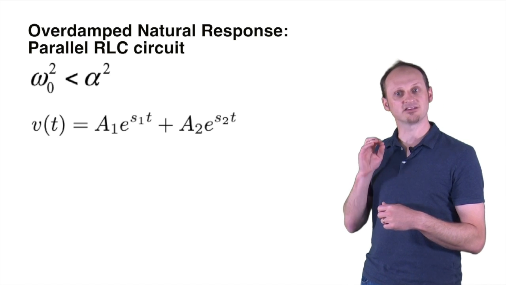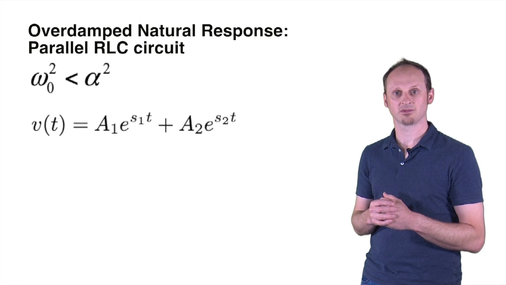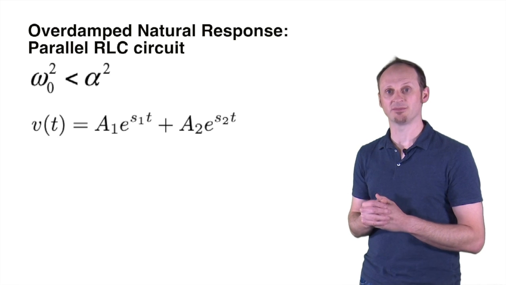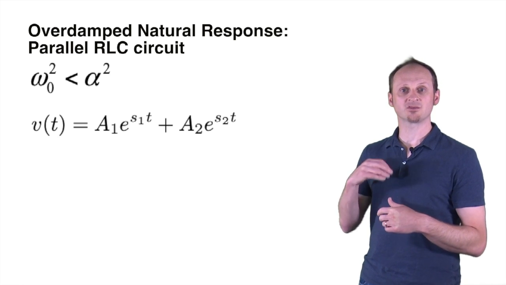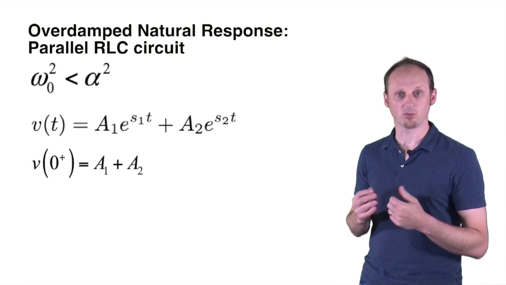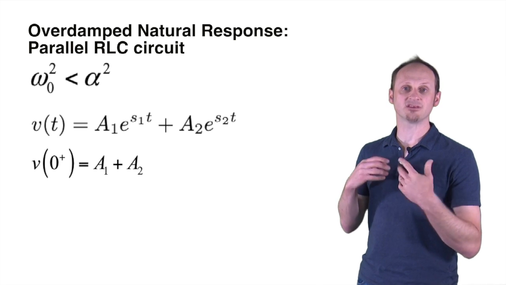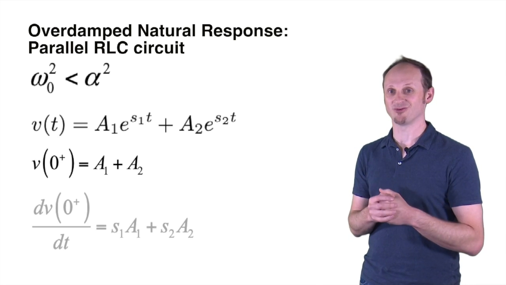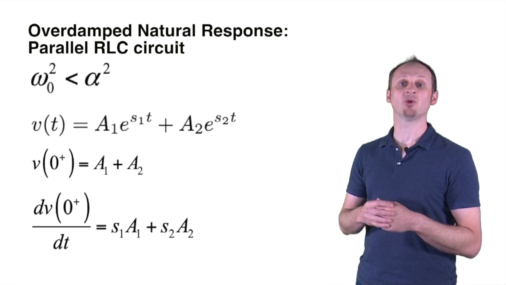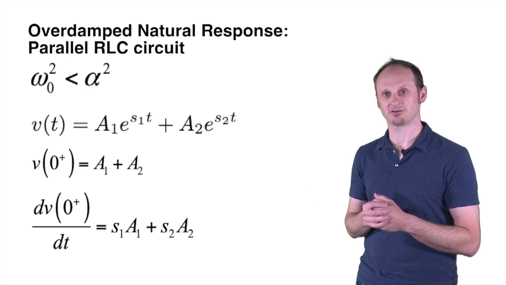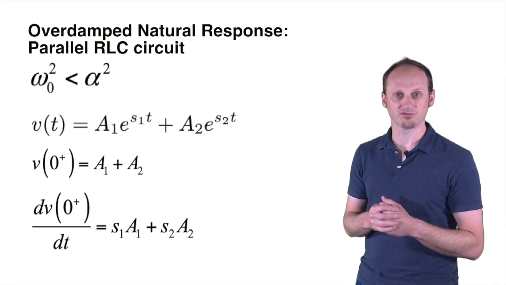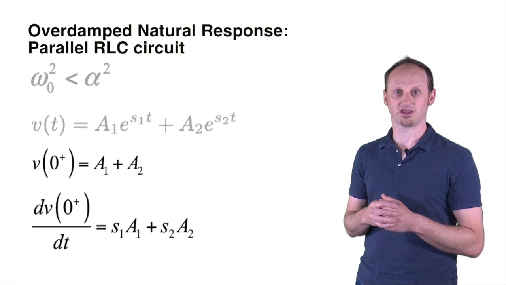These constants are determined by initial conditions, specifically from V of t, the voltage, and its derivative at time t equals 0. So if we just plug t equals 0 into this equation, we end up with one simple equation for A1 and A2. And if we differentiate this equation, which turns out to be really easy, with respect to t, and then substitute in t equals 0, we end up with another equation for A1 and A2. Given two equations, two unknowns, we can easily solve for A1 and A2 to determine these constants.